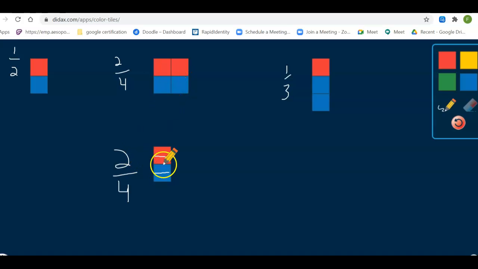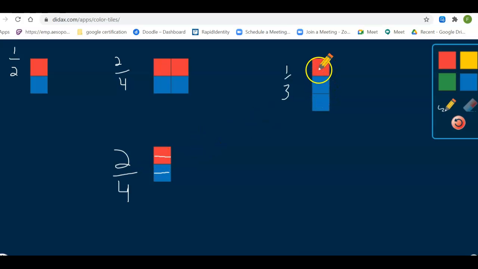Now let's take a look at this particular set of tiles. I've taken the same 2 that I had over here, and I've broken them apart, and now I have 4 equal parts. I've got 1 part, 2 part, 3 part, 4 part, but out of that same 4 parts, 2 of those parts are shaded red. So this also would make it 2/4. So this one is 2/4 shaded red.